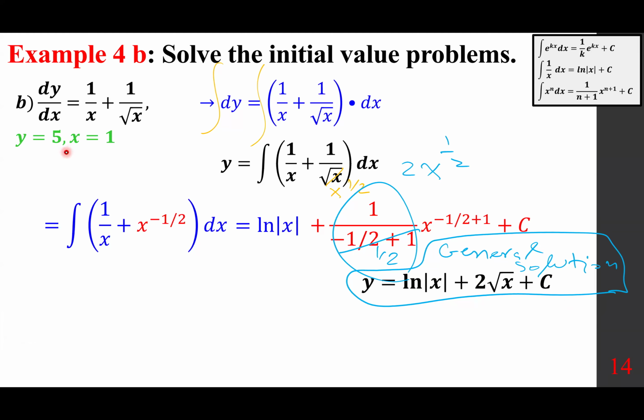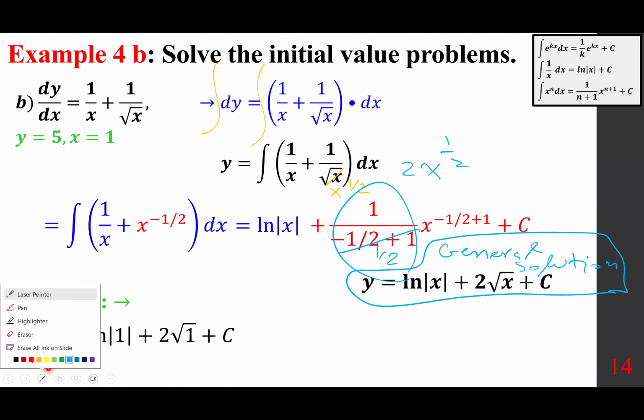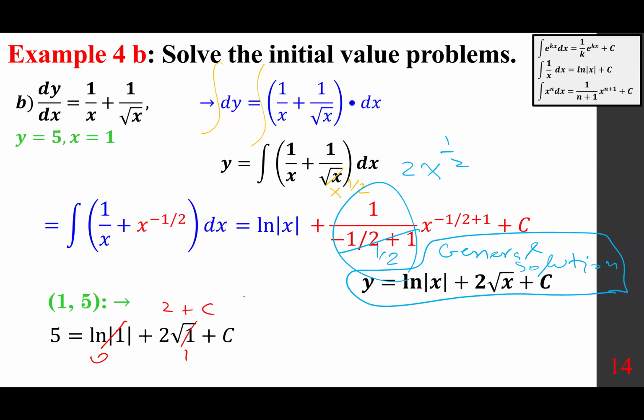Now we have one pair, 1 comma 5, that will help us find the constant. So we are going to replace the x with 1 and y with 5. As you know, ln 1 is 0. This is 1, so you get 2 plus c. 2 plus what number is 5? We get the value of c to be 3, and we replace the c, and a general solution becomes one of those solutions, a particular solution.